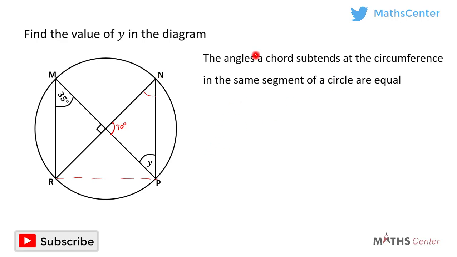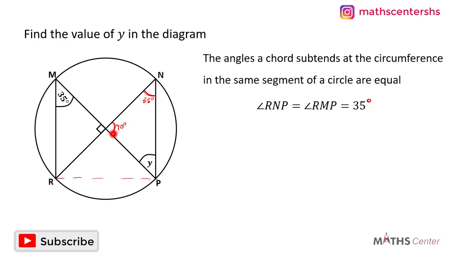The theorem says that the angles that a chord subtends at the circumference in the same segment of the circle are equal. So what it means is that the angle RNP, which is the angle formed at N, is equal to the angle RMP, which is the 35 degrees angle formed at M. And so the angle RNP is equal to the angle RMP, and both of them are 35 degrees. We now have this angle here to be 35 degrees.